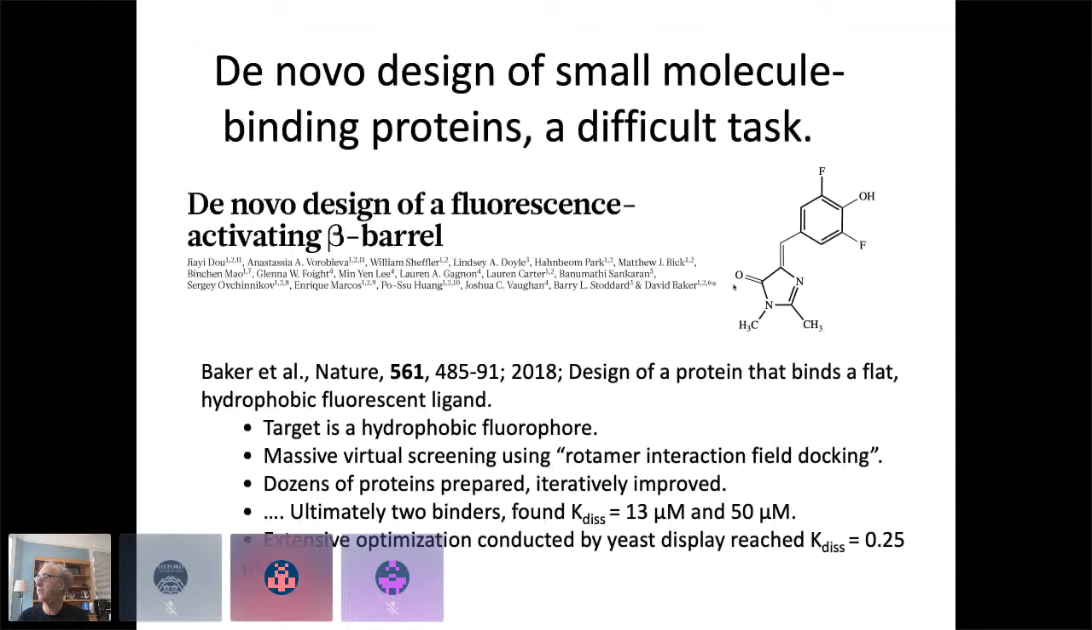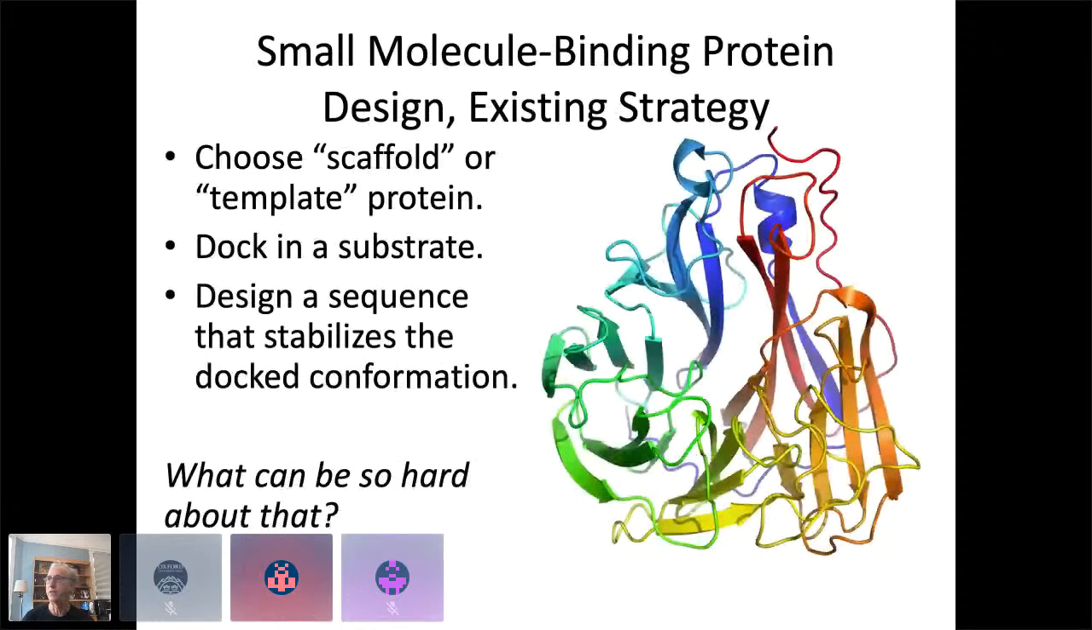It's a hard problem, illustrated by a beautiful paper here from the Baker lab with an impressive group of co-workers in which they endeavored to bind a very flat hydrophobic fluorophore shown here. To be sure, they also designed for the first time a beta barrel of its type. But once they achieved the barrel, it was massive virtual screening, dozens of proteins being prepared, ultimately finding some binders, and then extensive optimization by yeast display before they could break the 1 micromolar barrier. Could we go directly with a much more complex and purposeful molecule to bind with submicromolar affinity? That's the question.